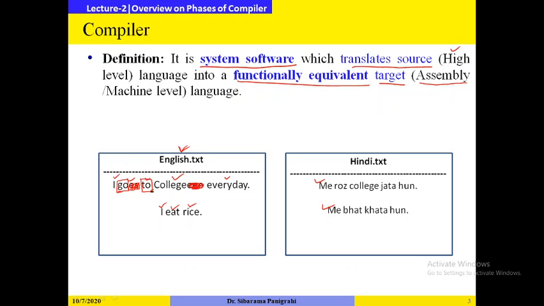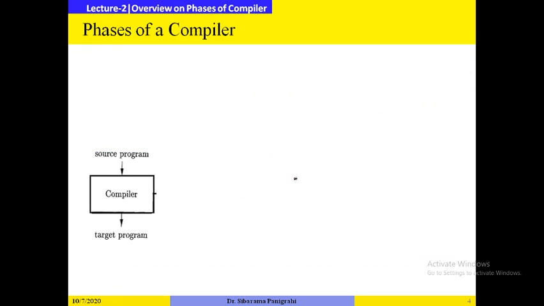Then after it checks all the words are valid, we are checking whether the grouping of words is valid or not. So once everything is fine, then we are starting the translation process. The same process we will use in the compiler. So next let us go through the phases of compiler.